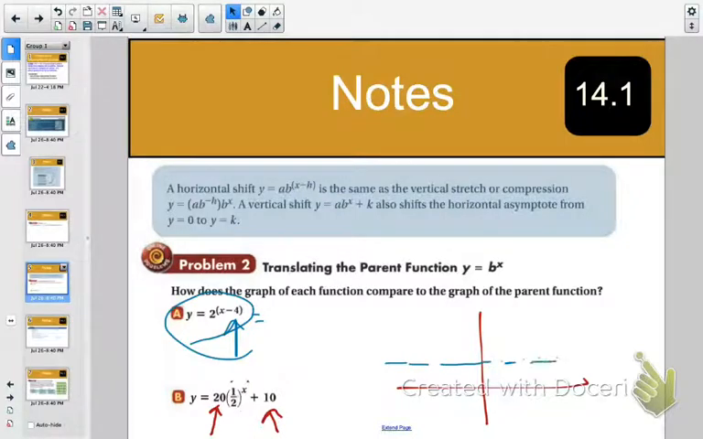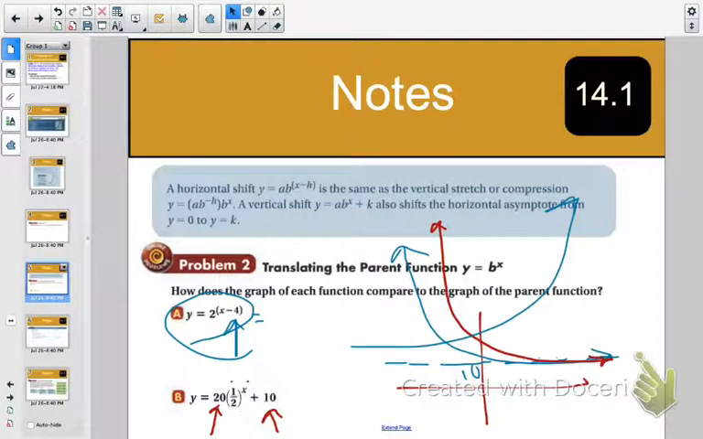I use a dashed line. And then it's actually a 1/2, so it's coming down like this. But it's not supposed to cross that. Whoops. But then it's stretched by 20, so it's probably steeper than that. It's more like something like that.